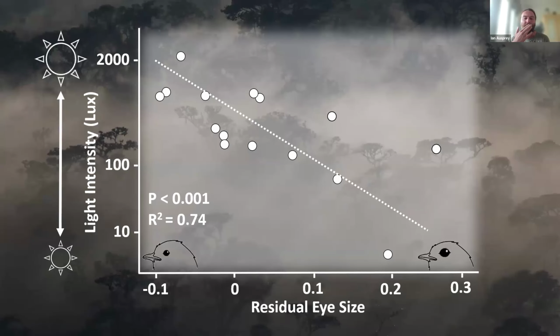And we found this really, really beautiful pattern where species that use these really bright light environments you see on the y-axis tend to have smaller eyes, whereas species that really use these darker environments tend to have larger eyes. And this is really the first study to show this functional link between eye morphology and the type of light the birds are using in their environment.